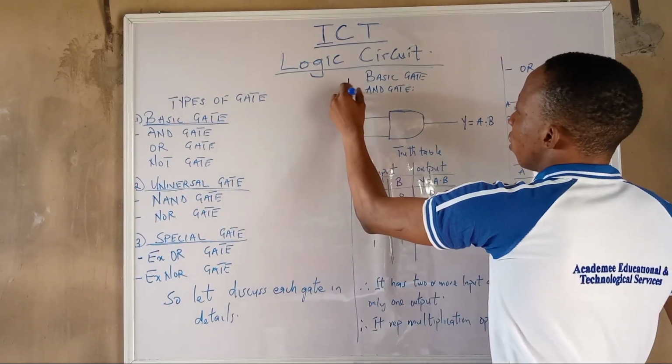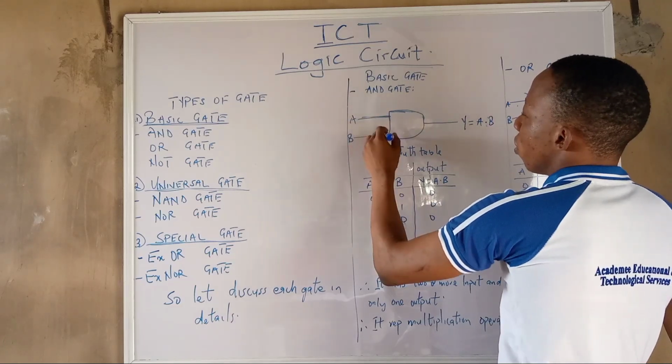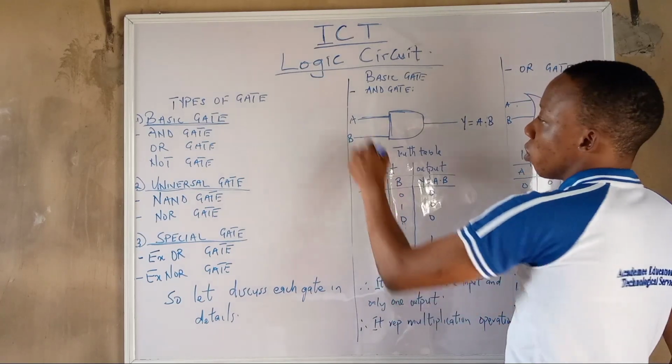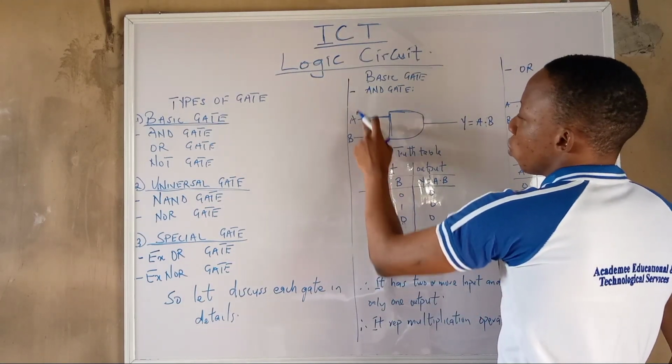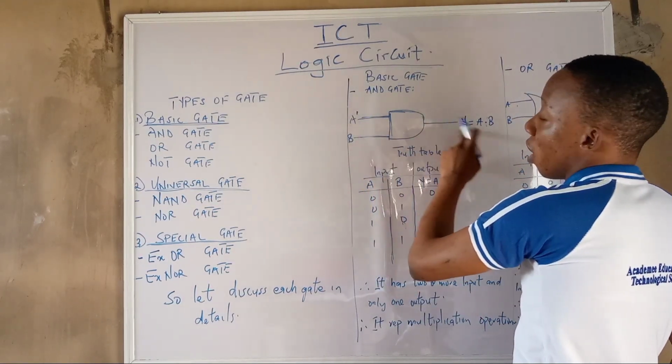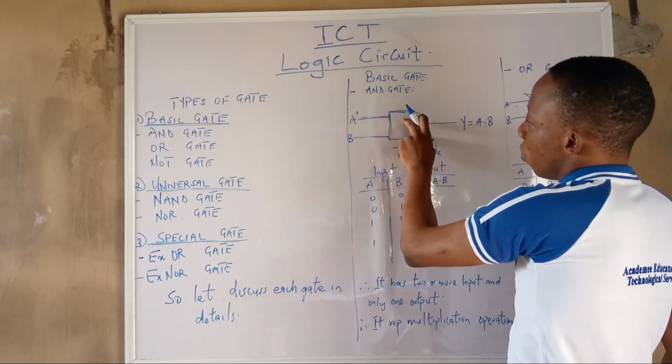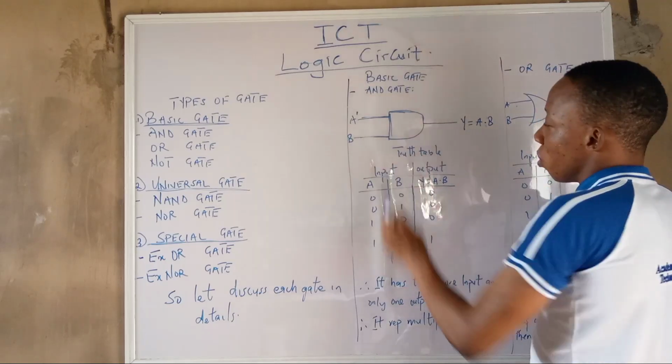Number one is the AND gate. This is the symbol for the AND gate. In the AND gate, we have two inputs and one output. So this is the symbol for the AND gate, and this is a truth table.